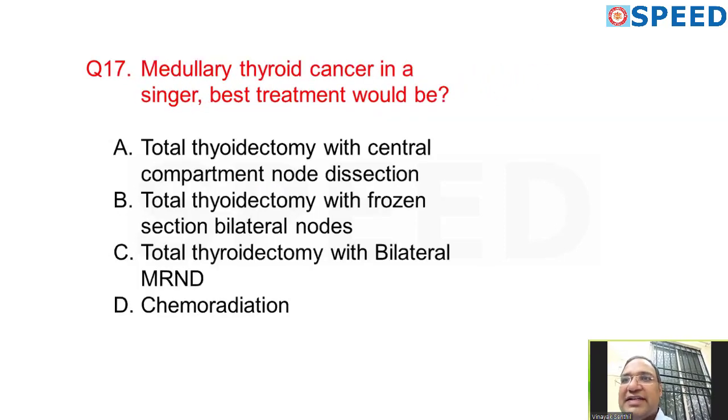Okay, medullary thyroid cancer. In a singer, the best treatment would be, whether the singer or not a singer, we know, it's a straightforward question only. So the answer is universal, the answer is direct. It is a total thyroidectomy with a central neck node dissection. We know that medullary thyroid cancer has high propensity to involve the pretracheal lymph nodes, and the treatment of choice is total thyroidectomy, central neck node dissection. Simple, straightforward question that has been discussed in the class. Next slide. Nothing much to discuss here.